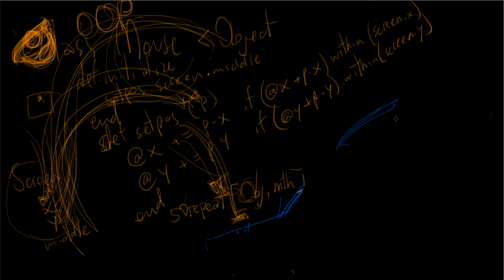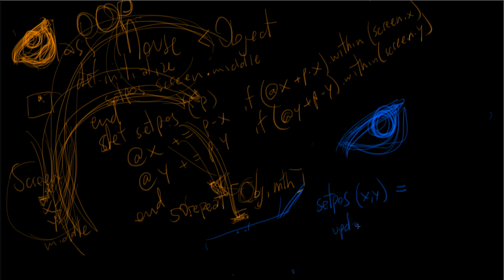Okay, so here's how we do it in functional programming. The set position function takes an X and a Y, which is a point, and its implementation is it'll update the cursor to be X and Y. And so the Oracle, go around, go around. The Oracle knows how to update. That's what the Oracle does.